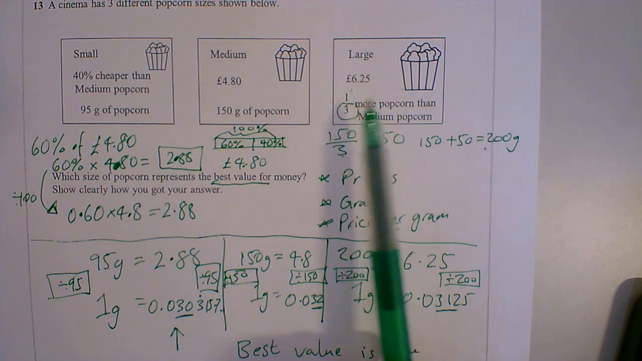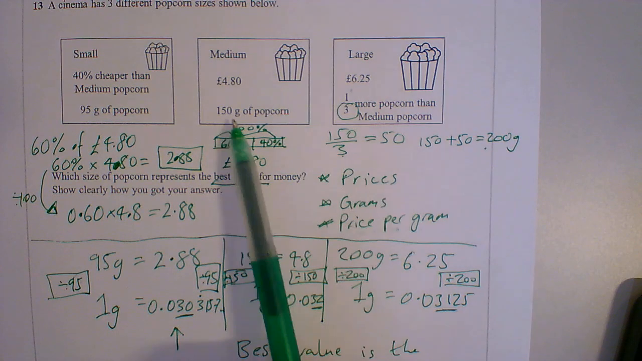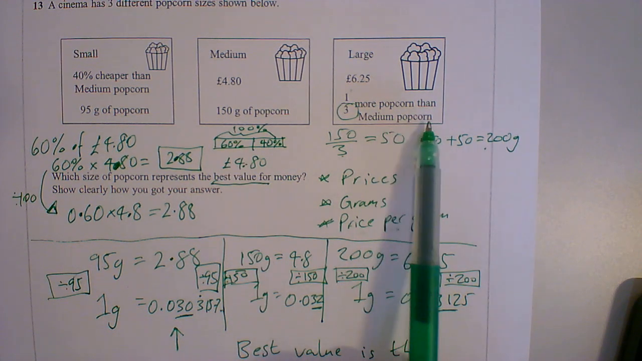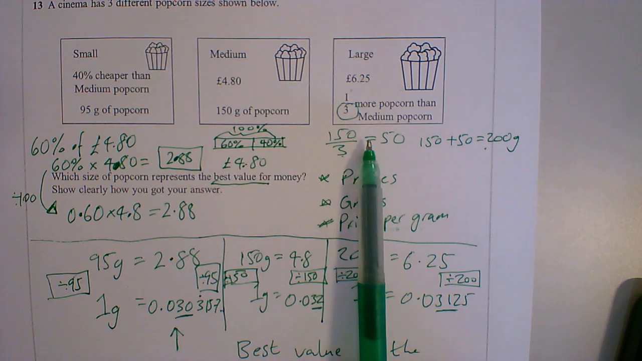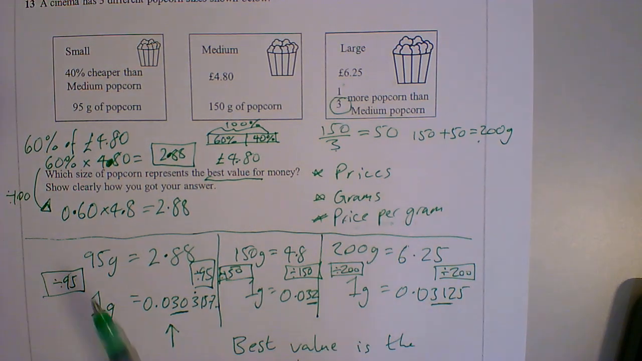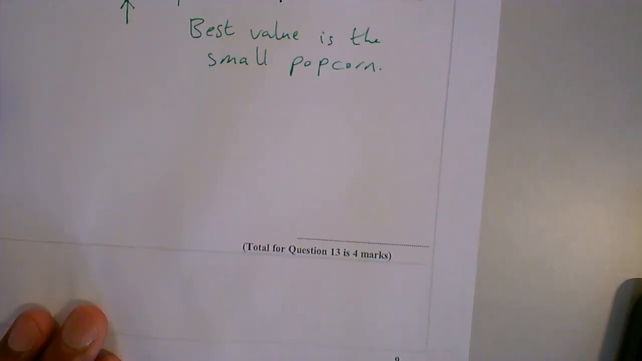We looked at a third more, so we got a third of this, a third more popcorn than the medium popcorn. So a third of 150 is 50, and we added that to get 200, and so we got that here. So once we got the grams and the prices for each of these, we were then able to compare them by looking at 1 gram. And we're looking for best value, which means the lowest price per gram. And so it was 0.030. And that is a 4-mark question.